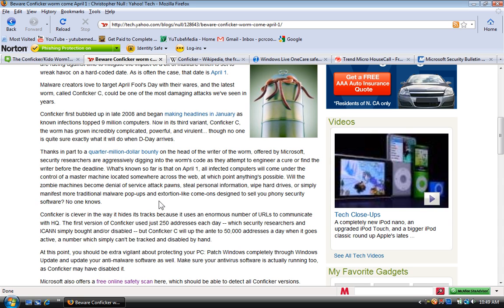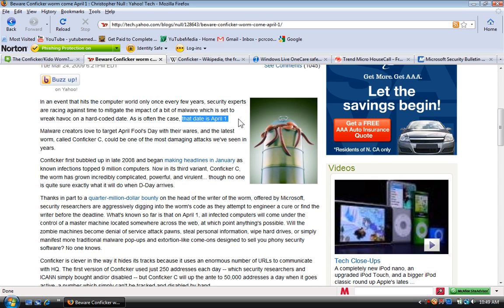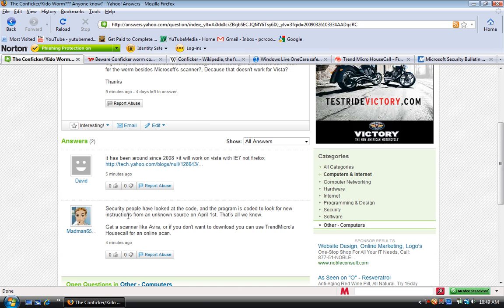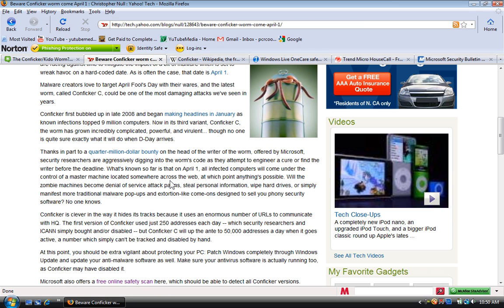It steals personal information, and on April 1st, it's supposed to make a major move. I guess April Fool's is a popular day for creators to target, and it's one of the most damaging attacks in years. So what's known so far is that security experts were able to break open the code, and they read in the code that it was programmed to look for instructions from headquarters on April 1st. So in the coding, it states that it's going to look for instructions from an unknown source on April 1st. The unknown source is the creator, and it's going to tell the worm to do something, like wipe hard drives, whatever. So 9 million PCs are about to just do something, a major move.